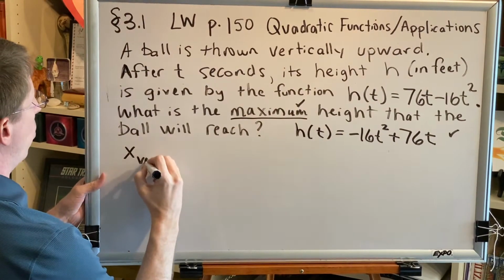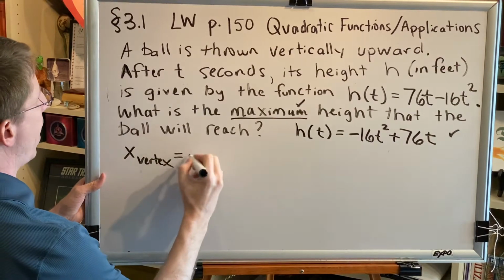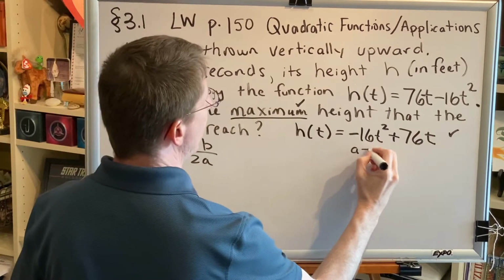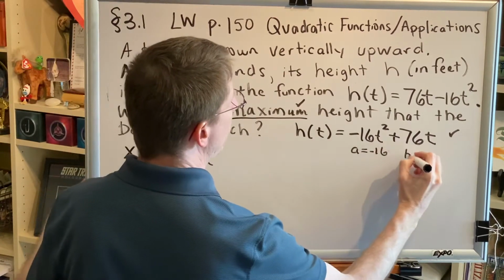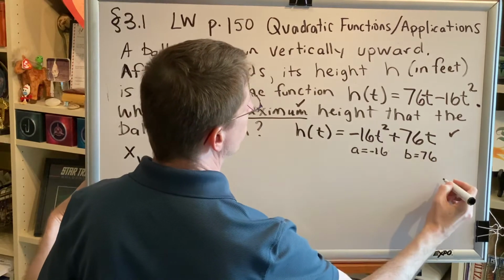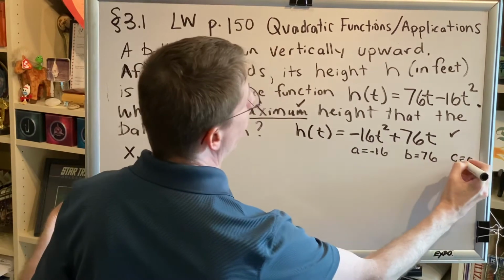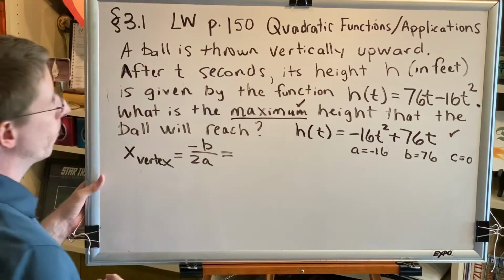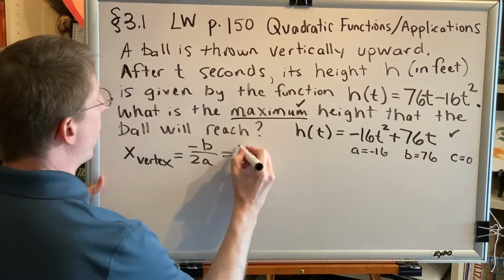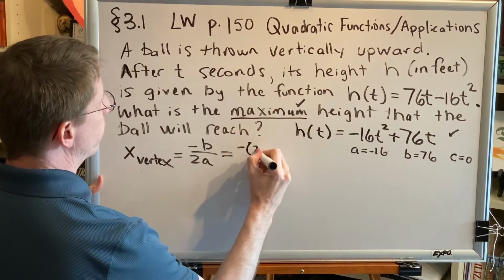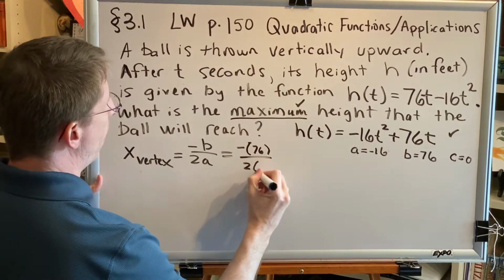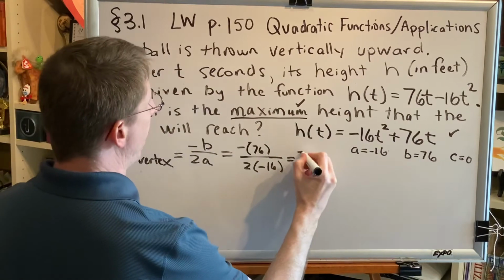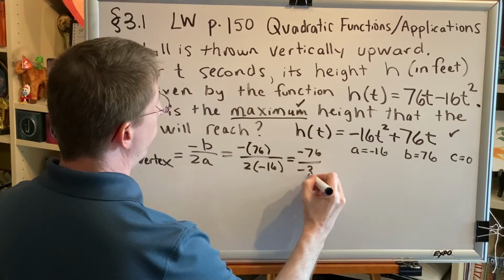So the x-coordinate of the vertex is found using the formula opposite b over 2a, where in this case, a equals negative 16, b equals positive 76. By the way, c equals 0. We don't need it for this formula. I'm just including it in there for the sake of completeness. Okay, let's plug into our formula. We get opposite of 76 over 2 times negative 16. All right, so that gives us negative 76 divided by negative 32.